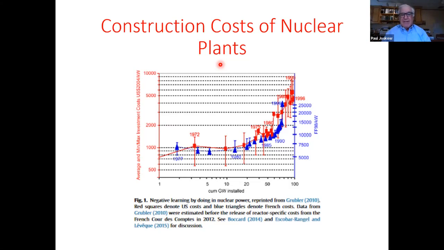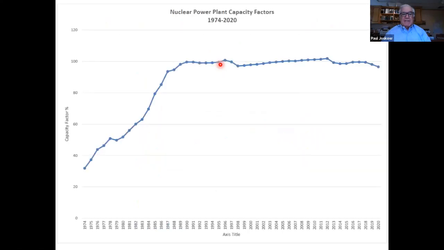But this is a study for nuclear, and there's no learning by doing. I guess maybe it's unlearning by doing, but costs just kept escalating. And it's not just the construction costs which people focus on. These plants work very poorly.